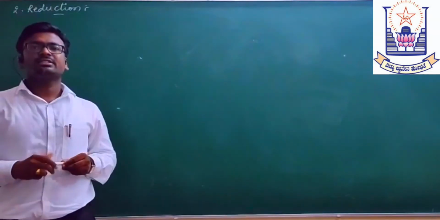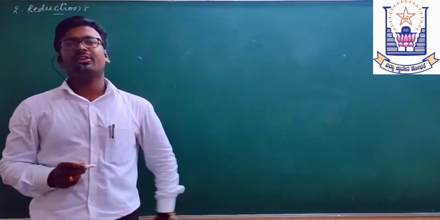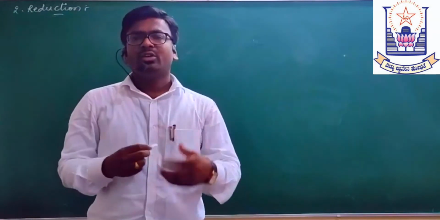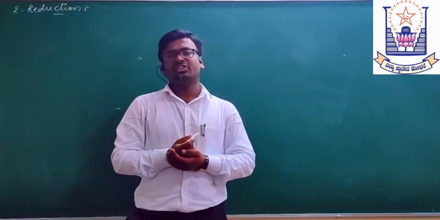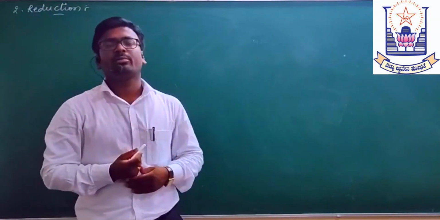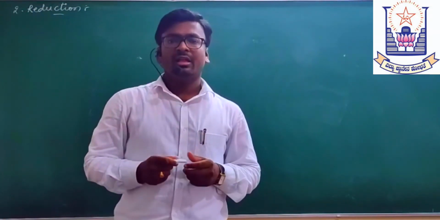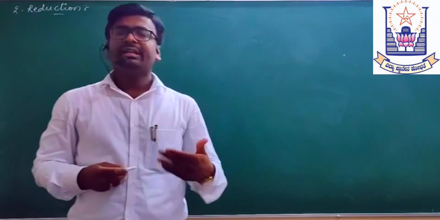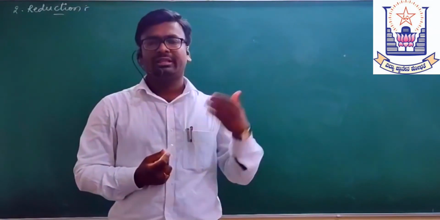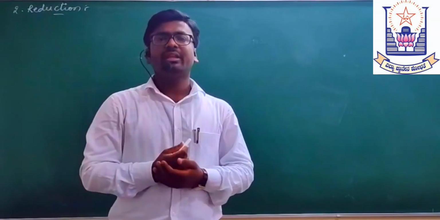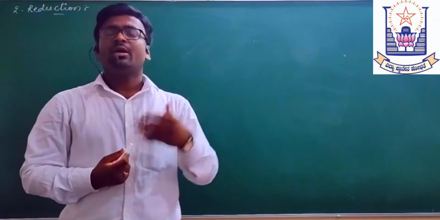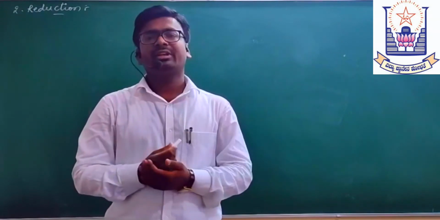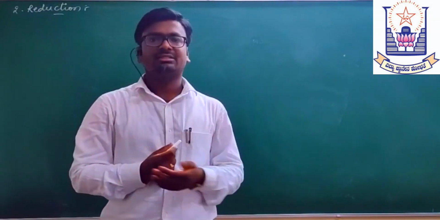Now we shall discuss the reduction of carbonyl compounds. We know that the partial reduction of these carbonyl compounds will give the corresponding alcohols. The complete reduction of the aldehydes or ketones will give the hydrocarbons. Here we have two types: one is partial reduction and the other one is complete reduction. Let us go through that.